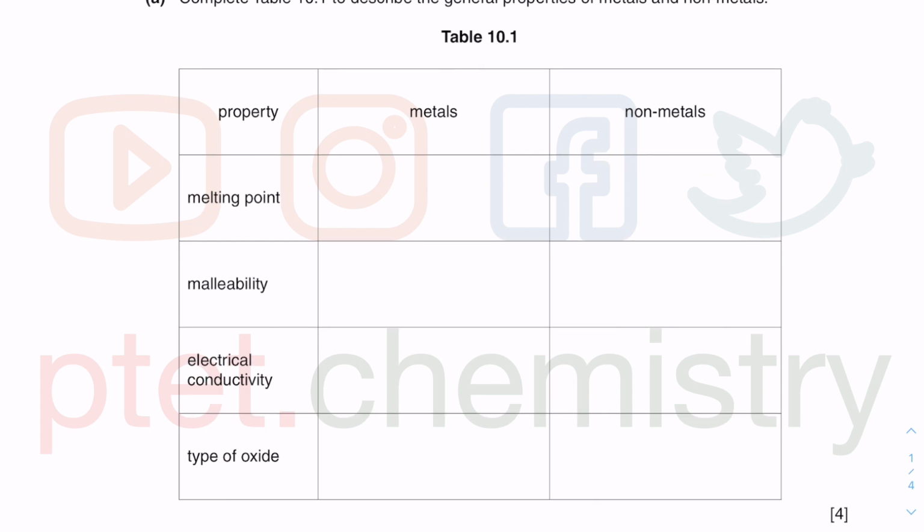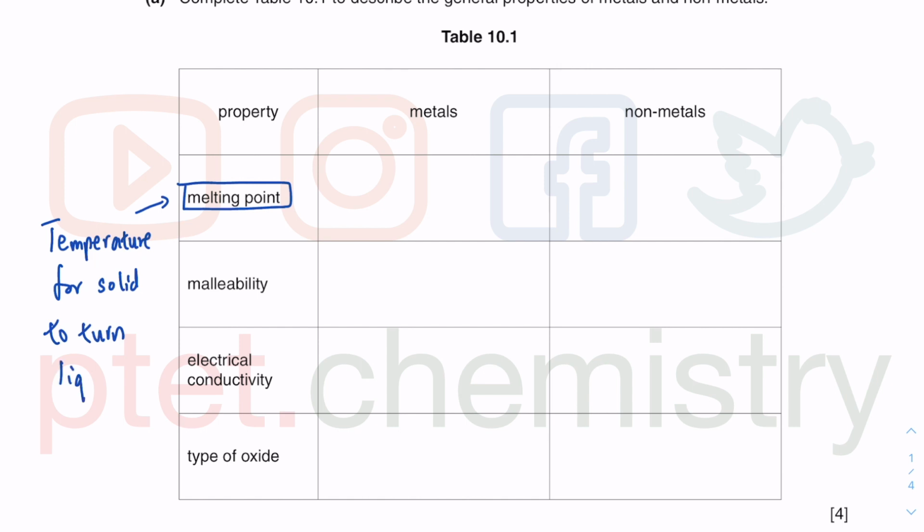In terms of the melting point, it is the temperature for your solid to melt into liquid. That means solid turning into liquid, and that happens at the melting point. Metals in general have high melting point, whereas non-metals in general have low melting point.